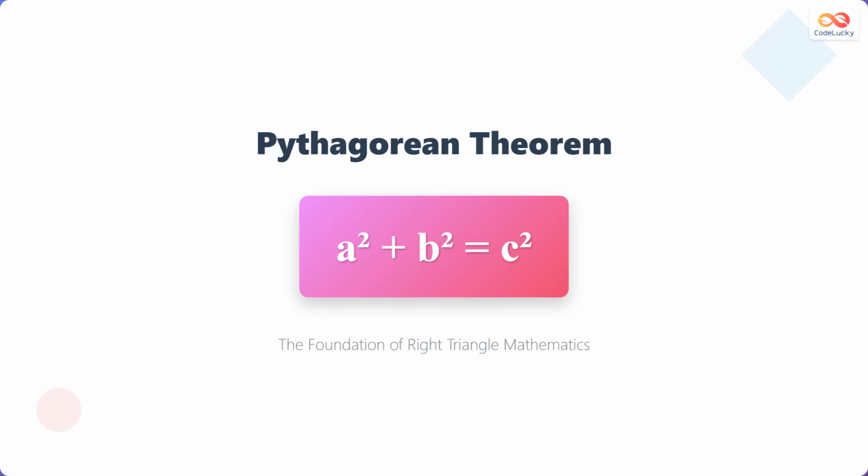The Pythagorean theorem is a fundamental concept in geometry. It describes the relationship between the sides of a right triangle. The formula is a squared plus b squared equals c squared. It forms the foundation of right triangle mathematics.